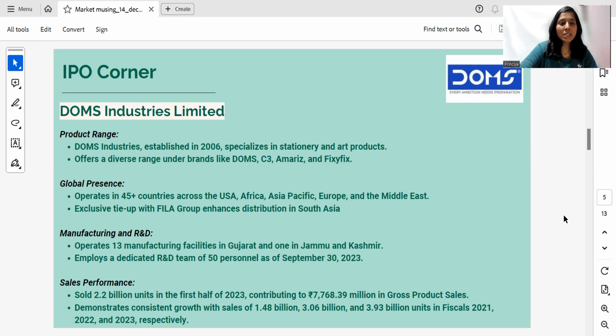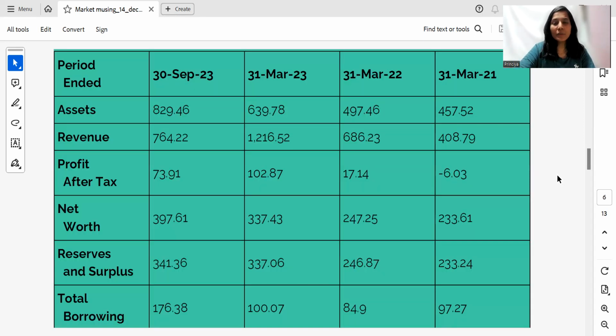Now, looking at its global presence, it operates in 45 plus countries across the USA, Africa, Asia Pacific, Europe, and the Middle East. Now, moving towards the financial parts, we can clearly see that the assets of this company have increased quite a bit. Increasing consistently, it has reached around 829 crores as of September 30, 2023.